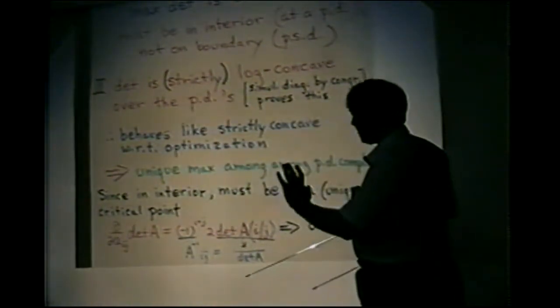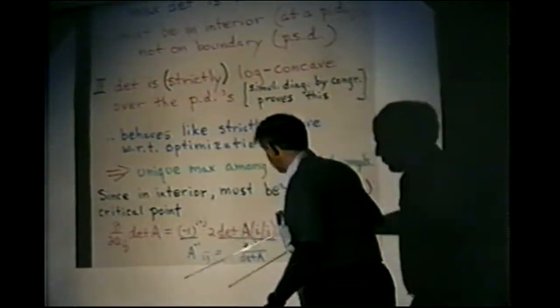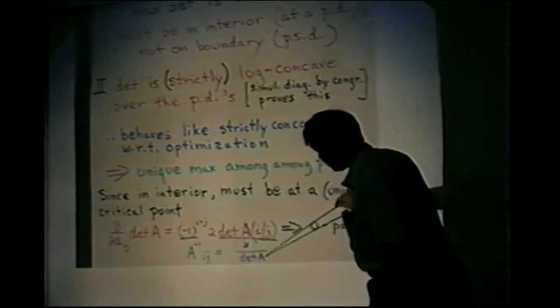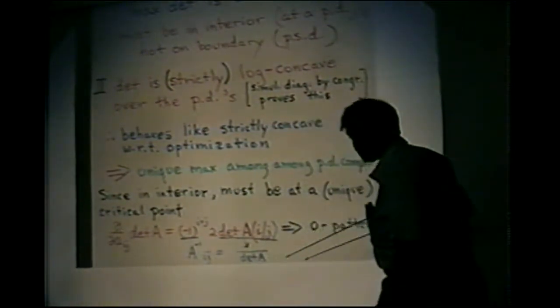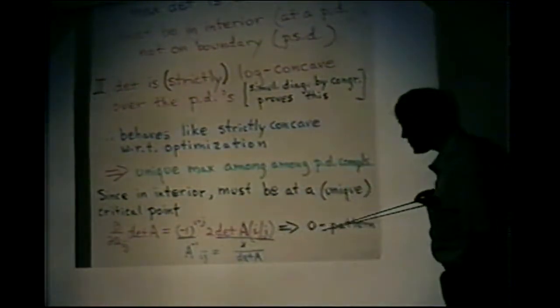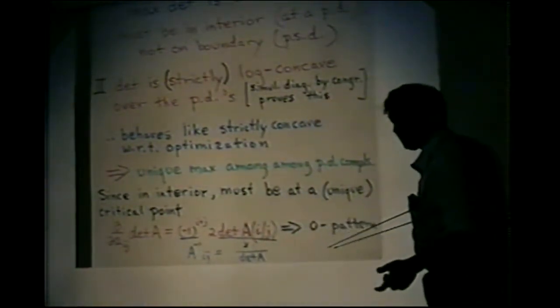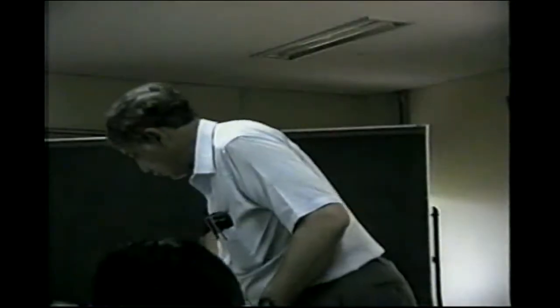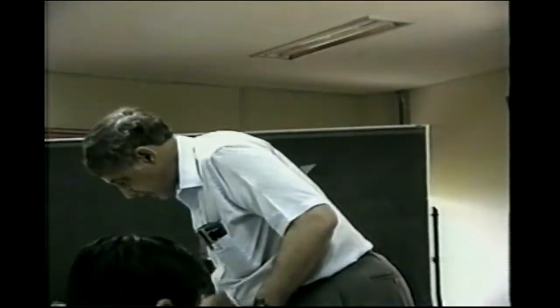Well, I'm sorry, let me step back a minute. If I differentiate the determinant with respect to an entry, I essentially get a cofactor. And that cofactor is the numerator of the inverse entry by the cofactor formula for the inverse. And so to be at a critical point, that means I must have a zero entry in the inverse. Okay? And that explains the zero pattern claim that I made. And it also explains the uniqueness because of the strict concavity that's at work here. And that's a very finite dimensional proof, and it's an interesting challenge to try to say something analogous in infinite dimensions.